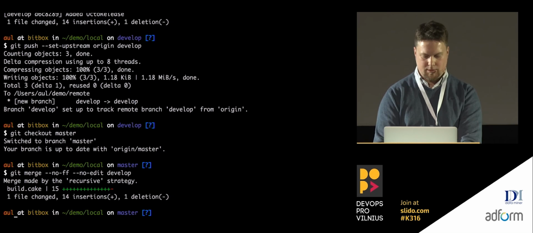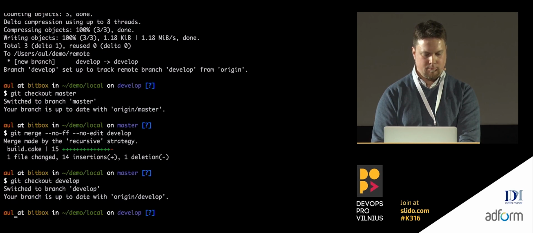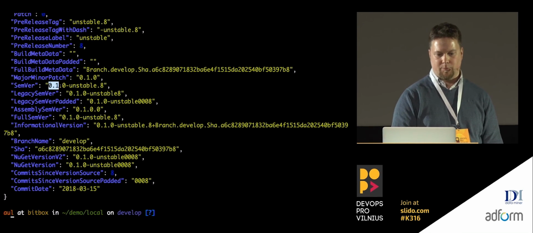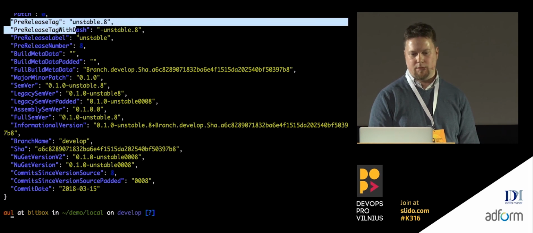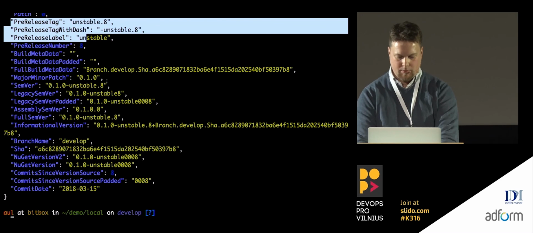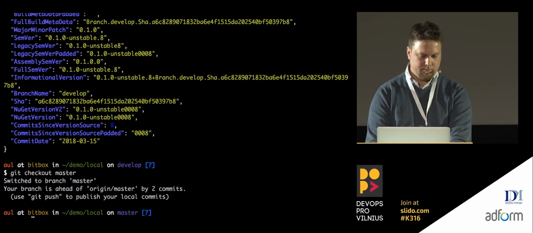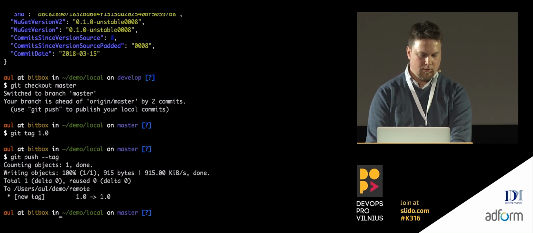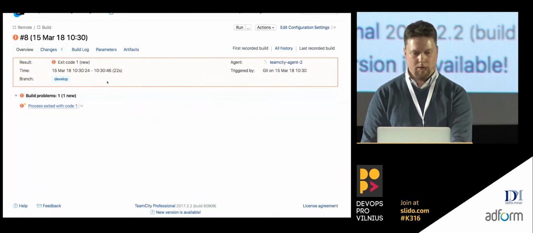What I could show, actually, is how GitVersion now creates a different version number, including this pre-release tag. So you can see here now the pre-release information is filled out. But if we go back to master and now add a tag, we push that tag, and we push the source being referenced by the tag as well.